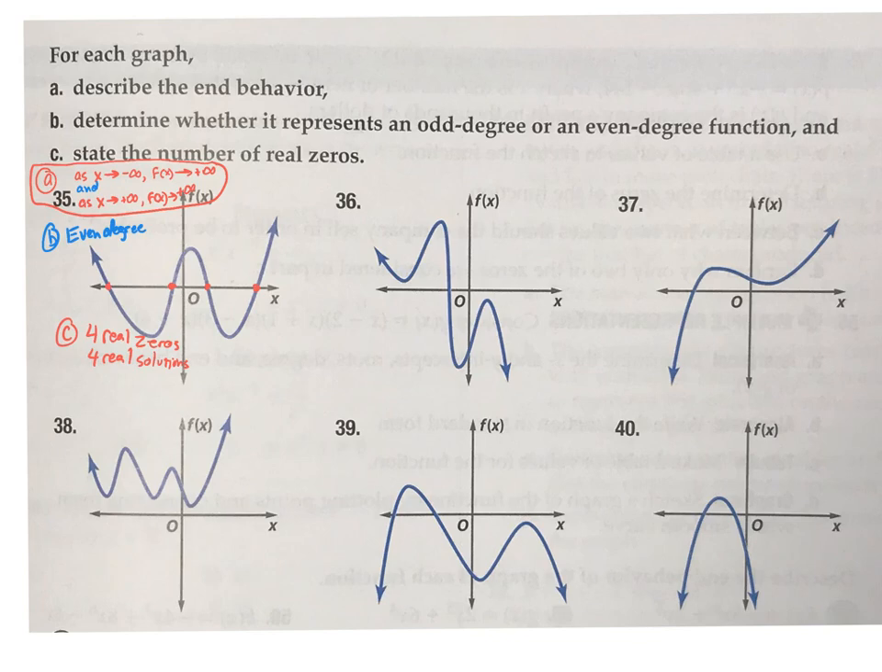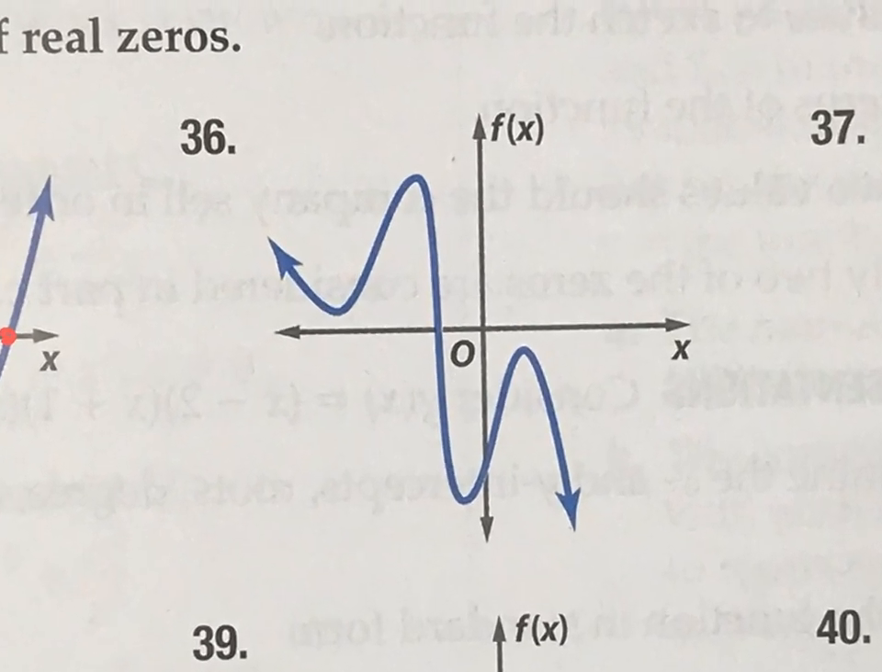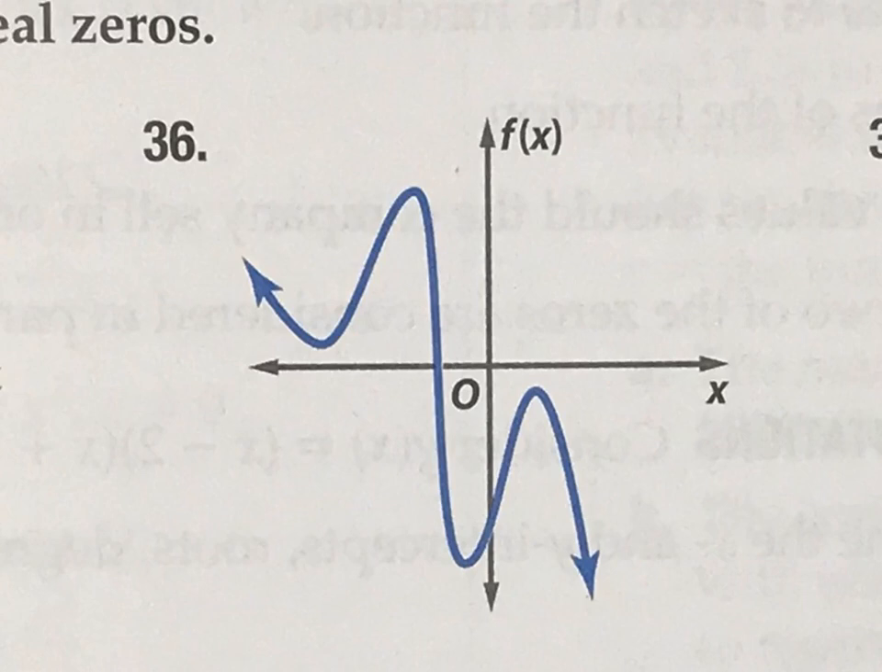So we've already done number 35 in the book. Let's do number 36. We're going to start by describing the end behavior. So the end behavior as x approaches negative infinity, that's saying as you go to the left, this is going to go up. So as you go to the left, your f of x, your actual graph, goes up.